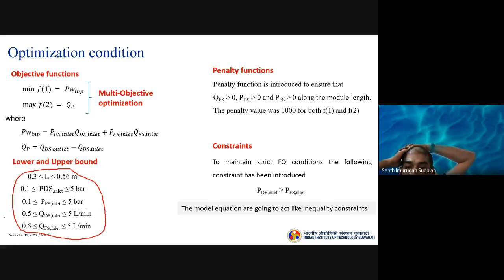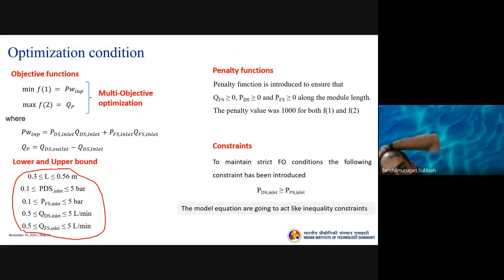And then the pressure for the feed should also be greater than 0, because at the outlet, if the feed pressure is less than 0, then water will not come out of the module. So this is going to be the penalty function in the objective function. So we will add that as a penalty function in the objective function.